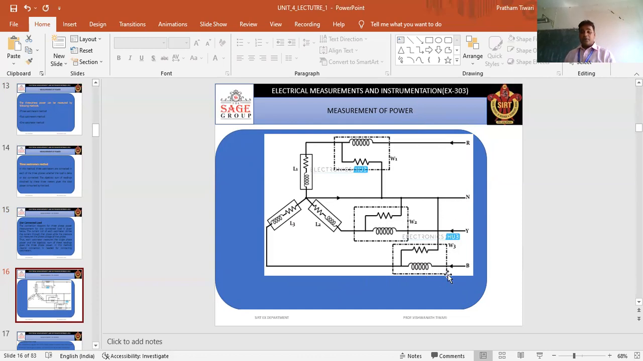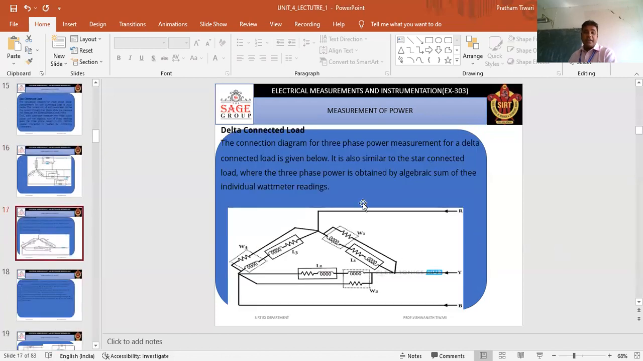And this is the third wattmeter, whose CC is connected in series with the Y phase, and PC is connected again to the common point N. In the three-phase power measurement of the star connected load, in the three wattmeter method, the CC of all these wattmeters is connected in series with the three phases R, Y, B, and all PCs of the three wattmeters are connected to the common point N.